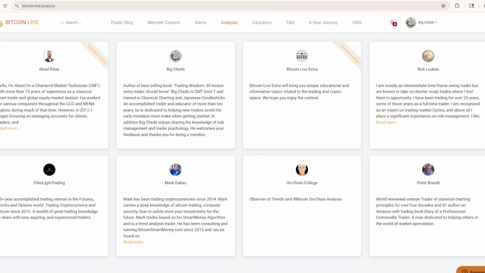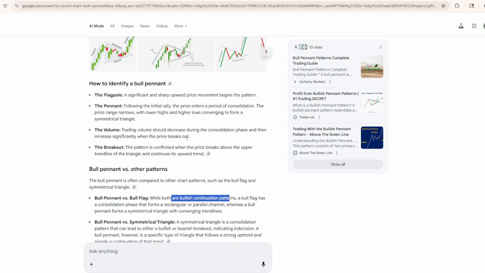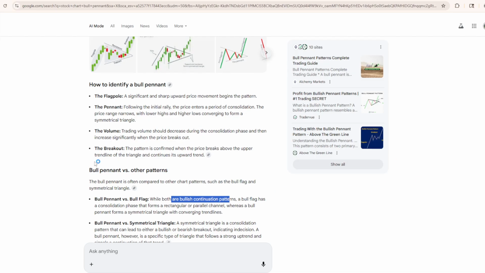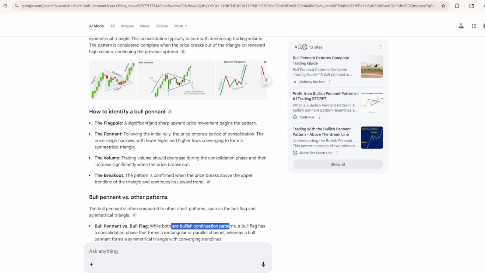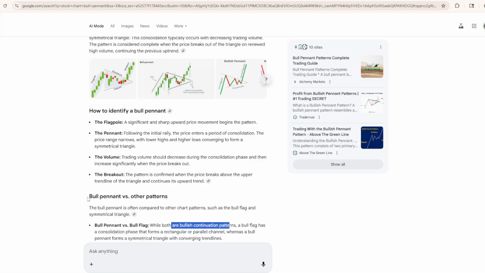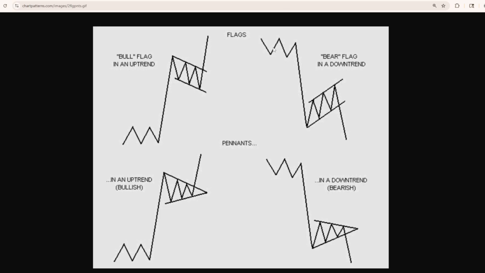For today's lesson, we're going to talk about a bullish pennant. Now, I do have separate videos on bull and bear pennants, and separate videos on something like a bull flag, which is very similar. And you see here in the AI overview, you can pause and read about how to identify it. It says pennants, like other patterns, can reverse, and they're both bullish continuation patterns. Let me show you that.